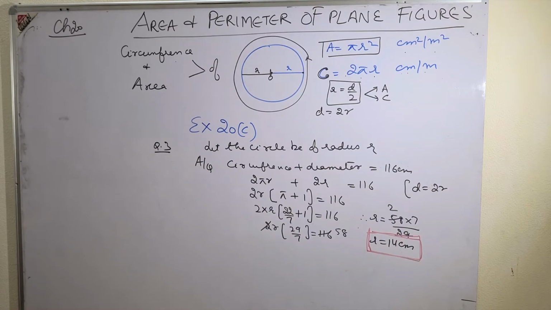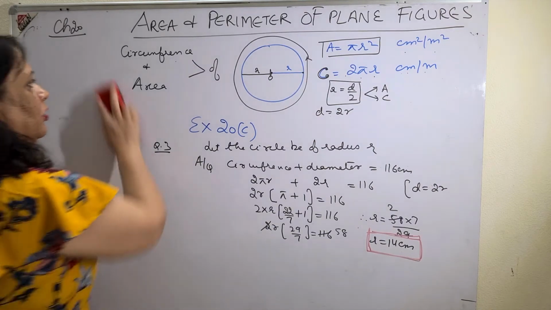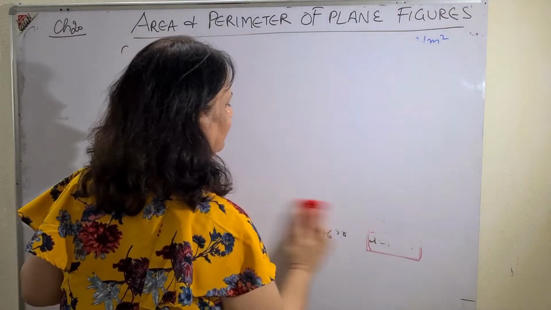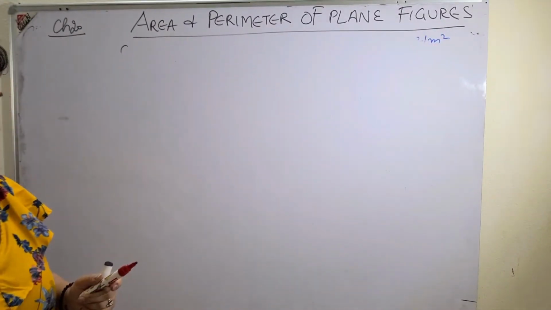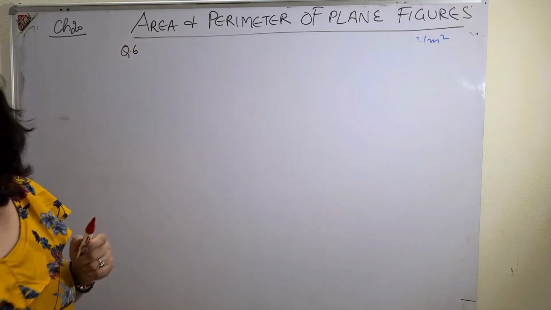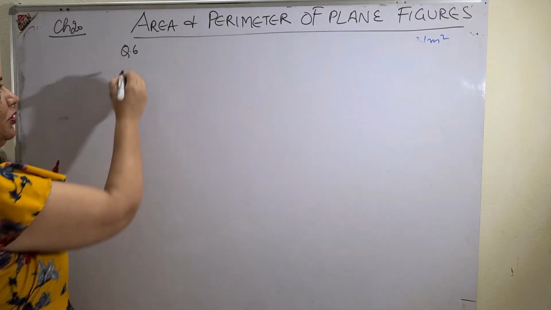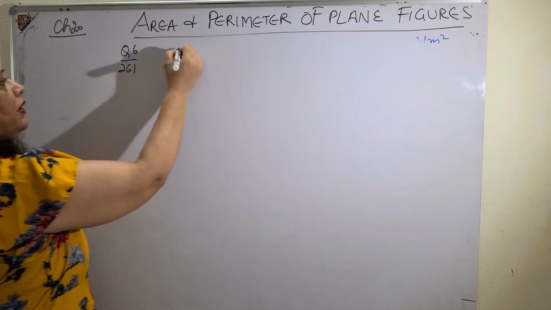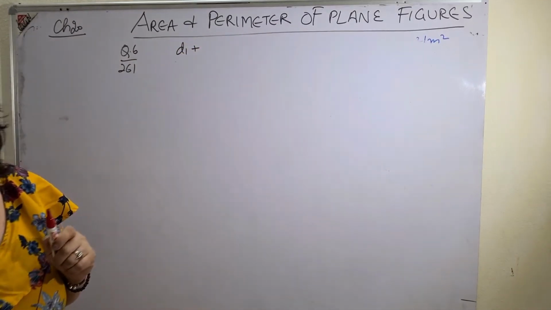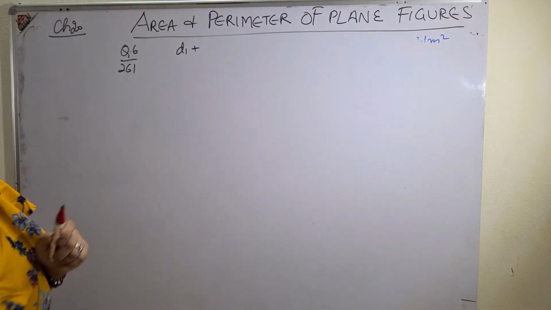So according to the question, they have said the diameter of 2 circles. It's simple again. You know what diameter is. So, question number 6 on page 261. Diameter of 2 circles D1 and D2 is 32 cm and 24 cm.